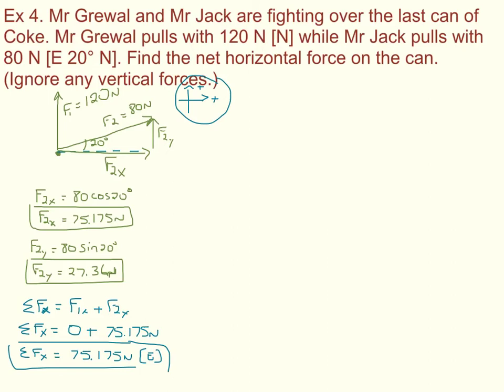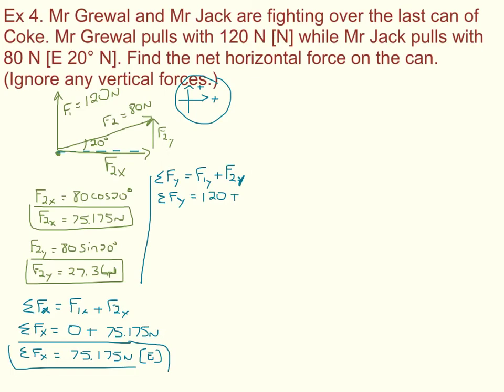I want to add stuff in the y direction as well. So let's stick a little line right here, and we'll look for sum of the forces in the y direction. That's just going to be f1y plus f2y. Here we do have multiple forces in the y direction. So I'm going to have to add f1 in the y direction. And remember, since f1 is pointing straight north, then the entire 120 newtons is pointing north. The whole thing is in the y direction.